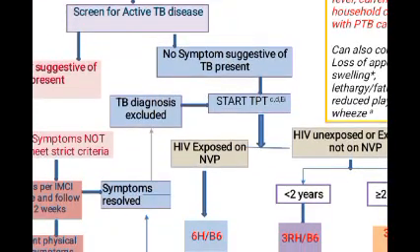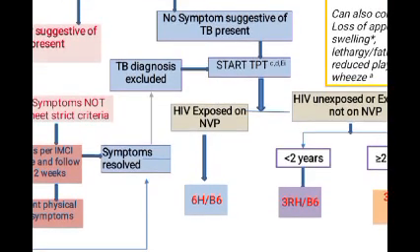HIV unexposed, or exposed not on NVP, less than 2 years or greater than 2 years. For less than 2 years, 3RH per B6. For greater than or equal to 2 years, 3HP or 3RH per 6H.